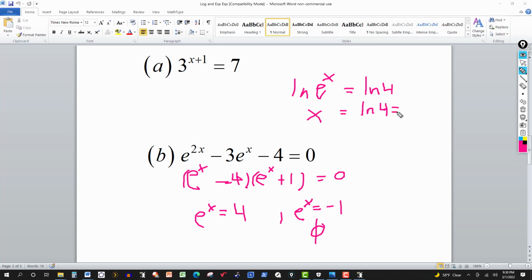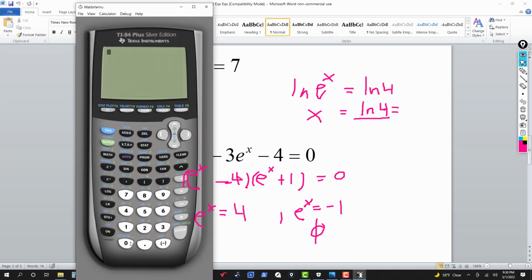So if the instructor asks you for an exact answer, this would be your exact answer. If he asks you to give an approximation, then you would just take your calculator and compute natural log of 4, put it in parentheses, and hit enter. And you get 1.386.